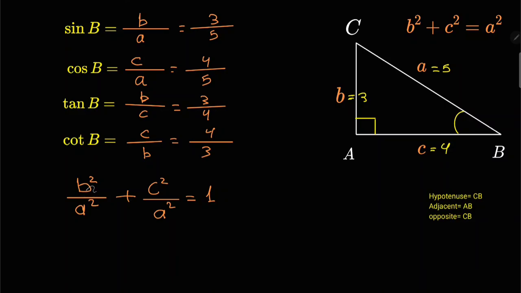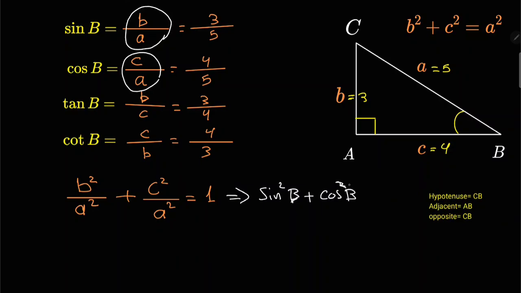But here, b squared divided by a squared is sine squared B, because b divided by a is the sine. So we can substitute and we get sine squared B plus c divided by a, which is the cosine in this case, so cosine squared B, equals 1.